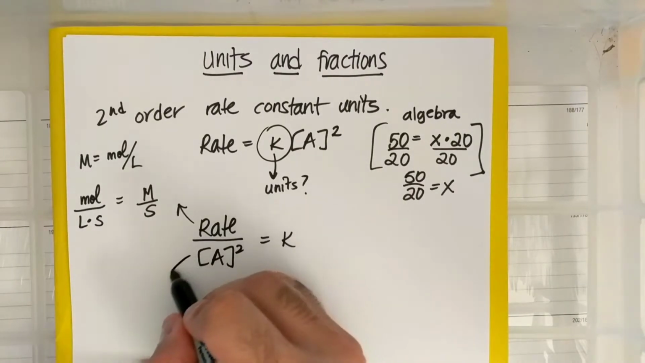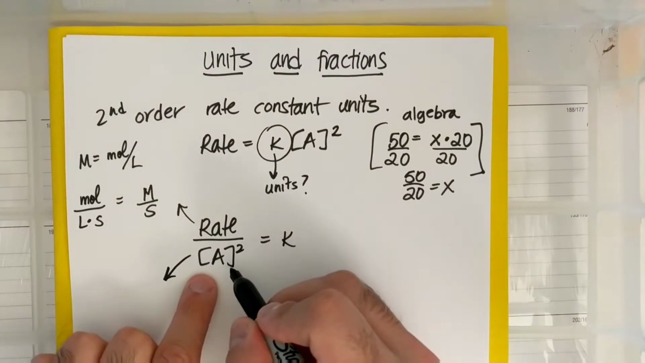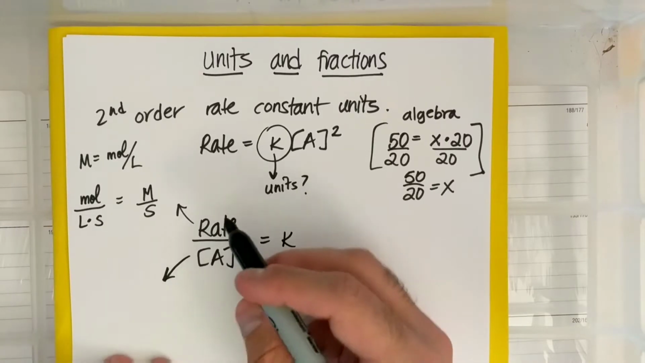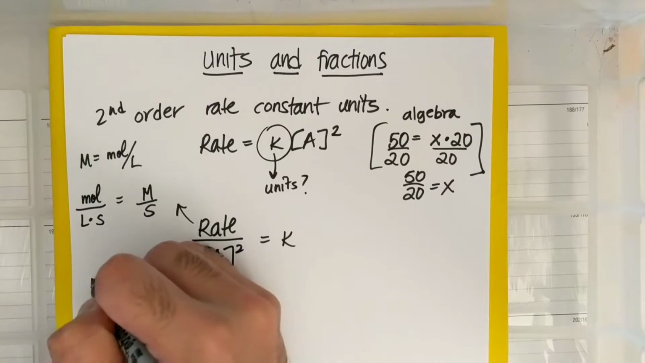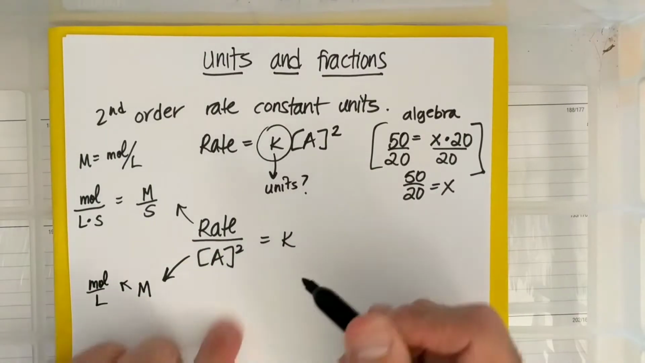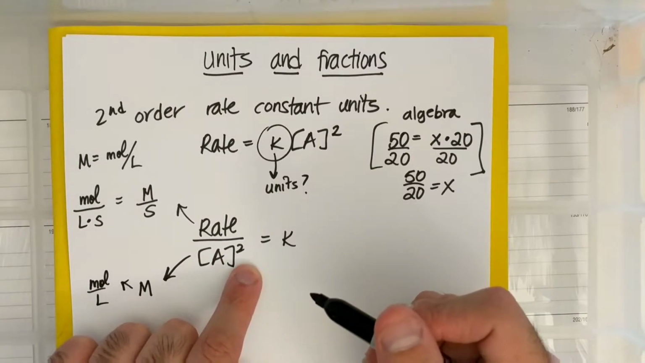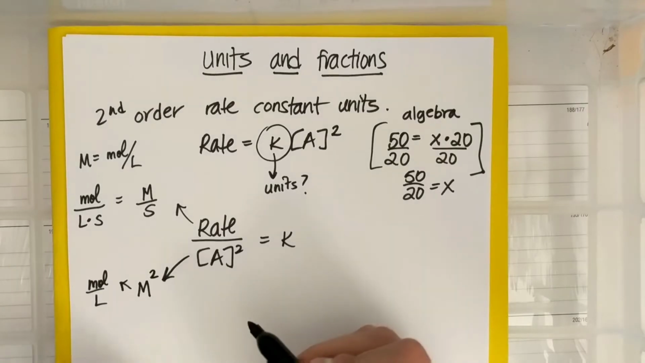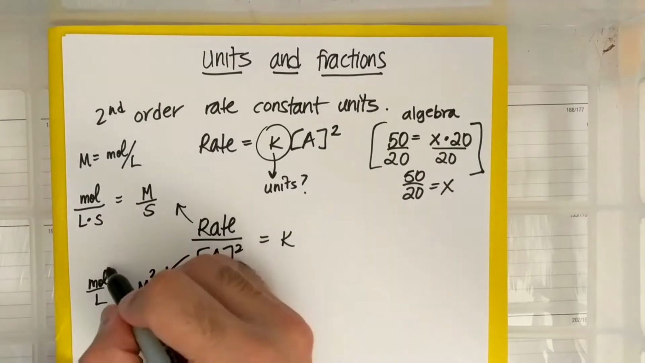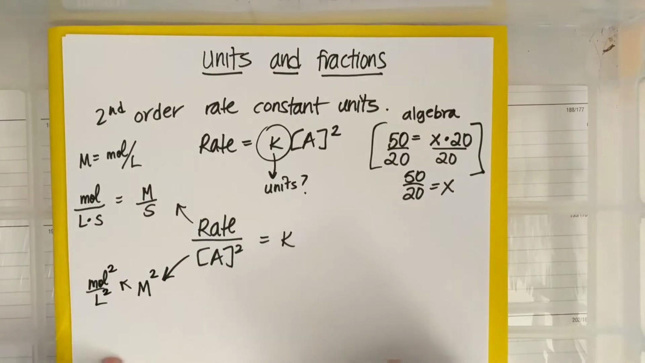And then my A, remember this is brackets, this is concentration. So concentration is in molarity, which we just said is moles over liter. But don't forget that this is squared. So this technically means molarity squared. And if I square my molarity, that means I have moles squared over liters squared.